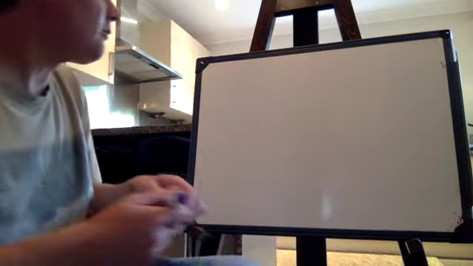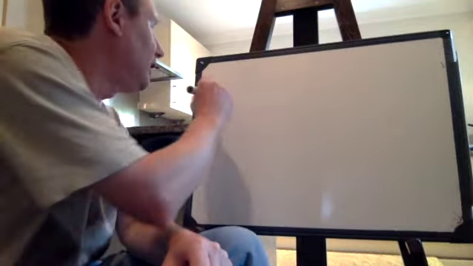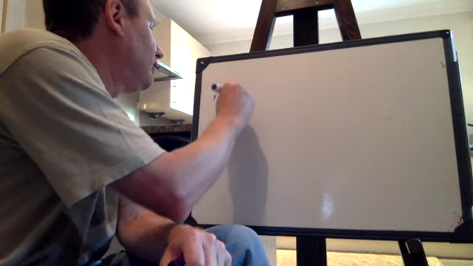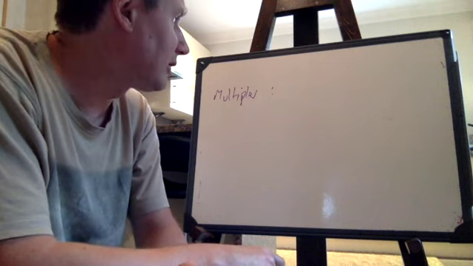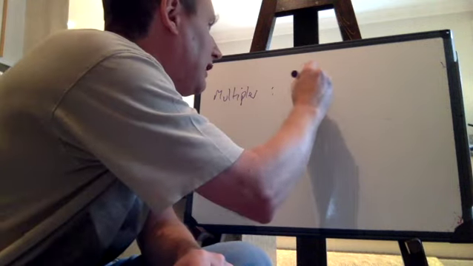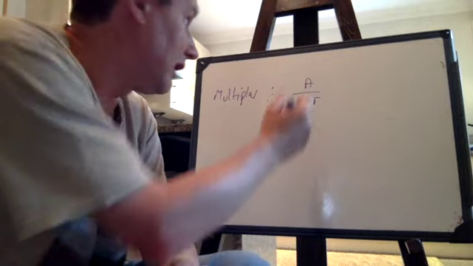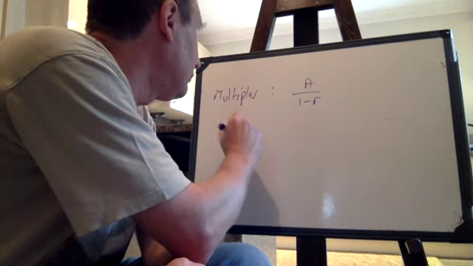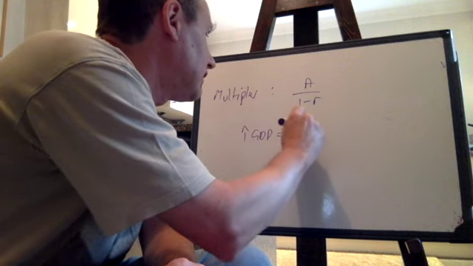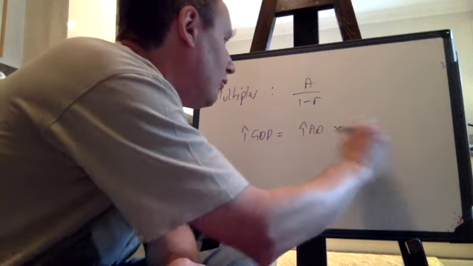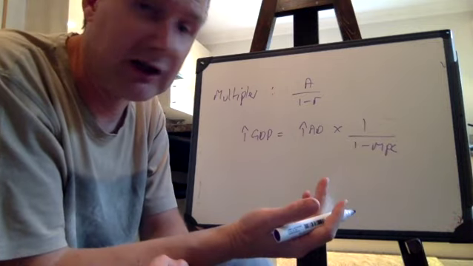So the multiplier, for what it's worth, you don't need to know this, by the way, but if you want to calculate the multiplier, there is a formula. The multiplier is essentially a geometric series, and the sum to infinity of a geometric series is a over 1 minus r. In this case, the marginal propensity to consume is r. So the final increase in GDP is equal to the initial increase in aggregate demand times 1 over 1 minus the marginal propensity to consume. As I say, you don't need to know this, it's just out of interest.